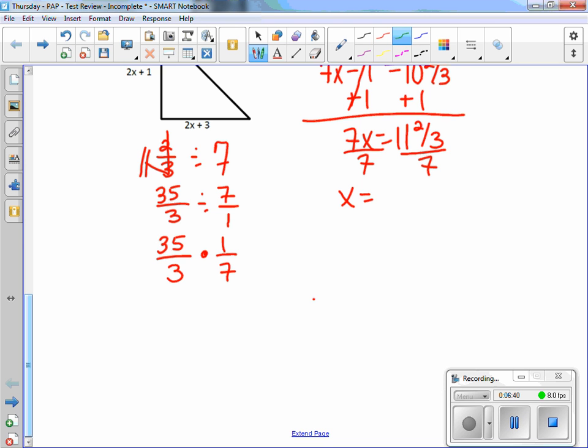Don't forget that your answers are going to get very large unless you simplify before you actually do your multiplication. I see that both of those are divisible by 7, which gives me a 5 up here and a 1 down here. So 5 times 1 is 5, and 3 times 1 is 3. 3 goes into 5 one time, with 2 left over. So my answer in this case is x equals 1 2/3.